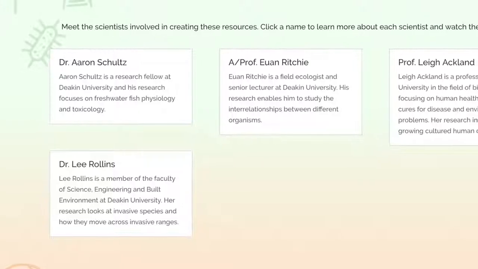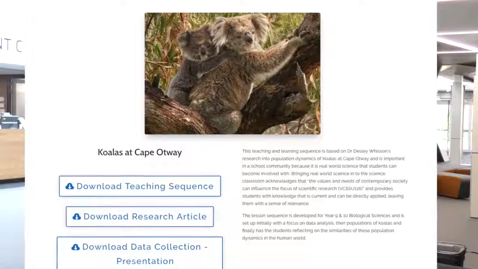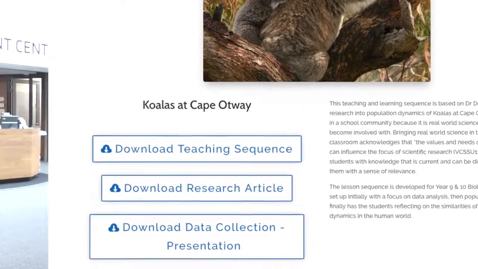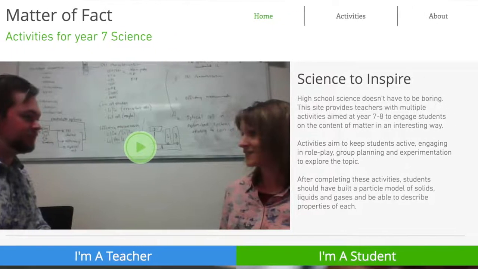To be able to engage with scientists' research, their research papers. These things are very difficult for teachers to access. The resources have teacher worksheets, teacher ideas, and also spaces for students to engage in.